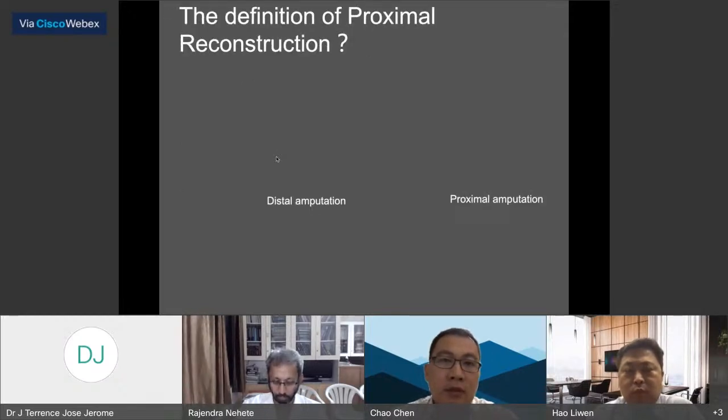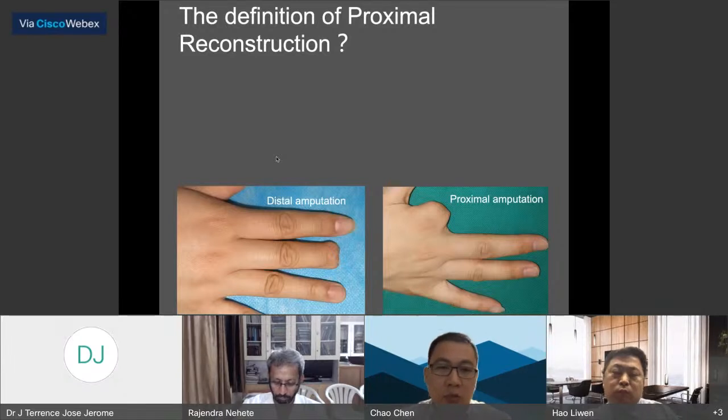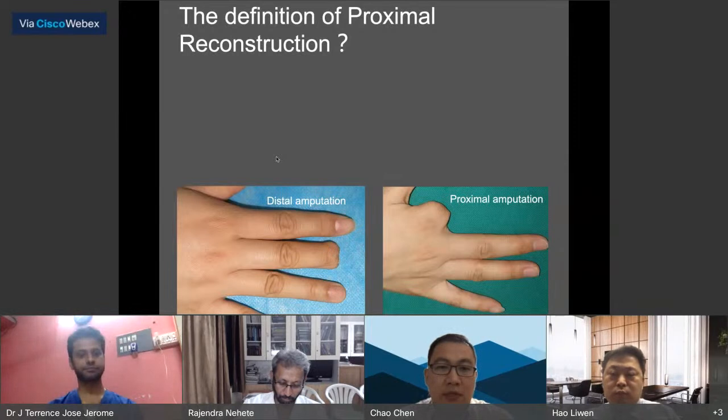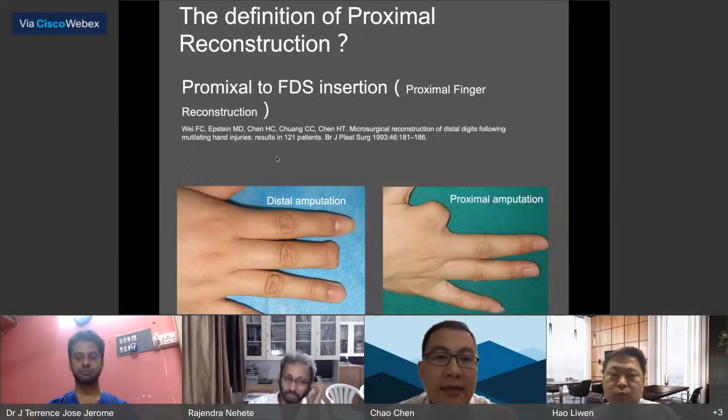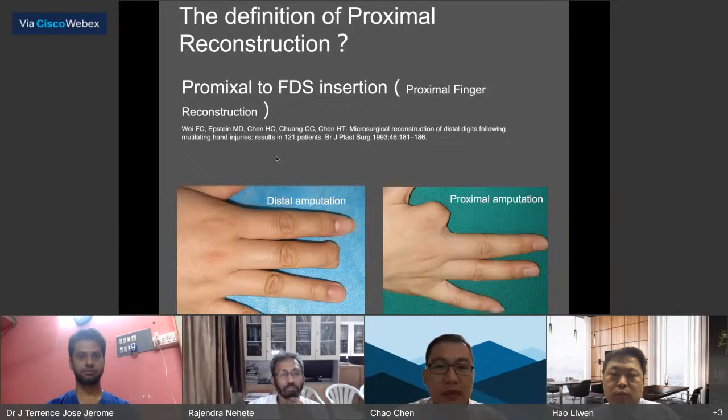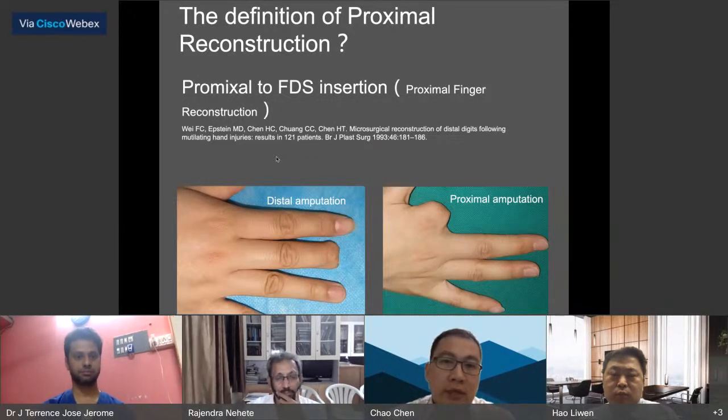First, what is proximal reconstruction? It's obvious that the left finger defect is distal amputation, the right is proximal amputation, but what is the boundary between distal and proximal? It is widely accepted that the boundary is the insertion of the FDS tendon.